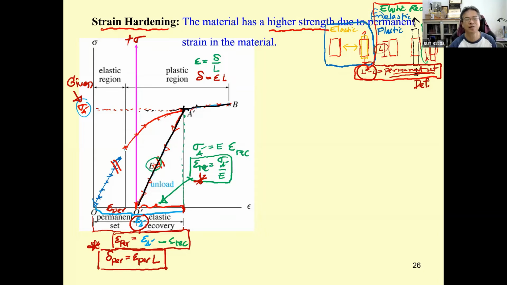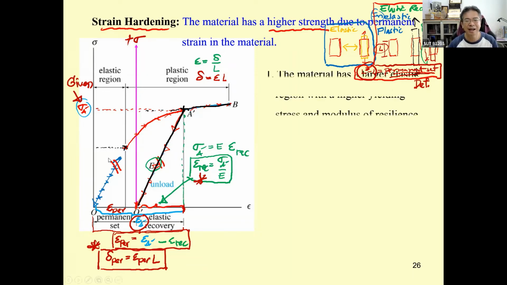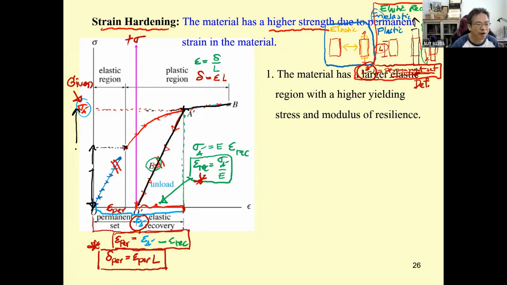Okay, that is going to be the new. Before this, we have only this one as the last point for the linear elastic behavior. So if we call this the yielding stress, this is going to be the old one, and for the new one we're going to have this one. What we have is the material has a larger elastic region. Previously we had only this one. Now this one is larger, with a higher yielding stress.